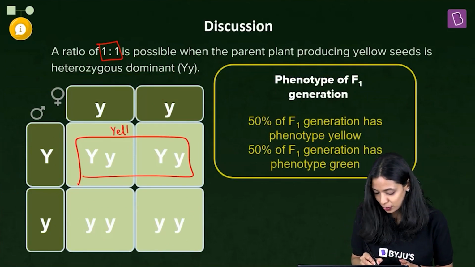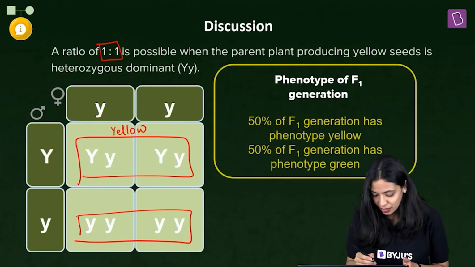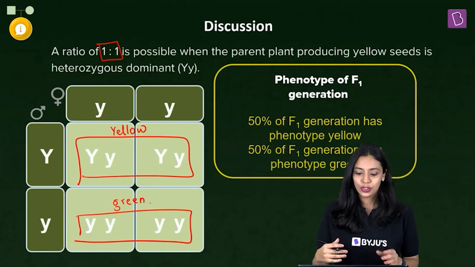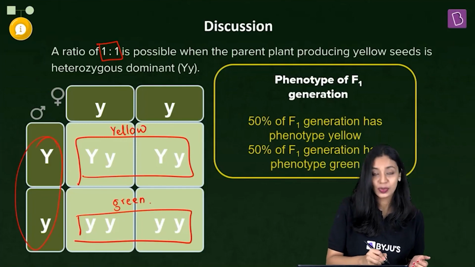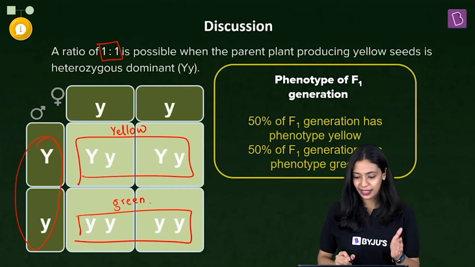They will be producing yellow colored seeds, and this homozygous recessive genotype plant will be producing green colored seeds. If the phenotypic and the genotypic ratio is 1:1, then it is obvious that the plant that was test crossed was heterozygous dominant.